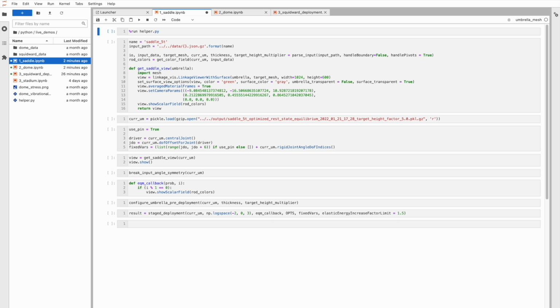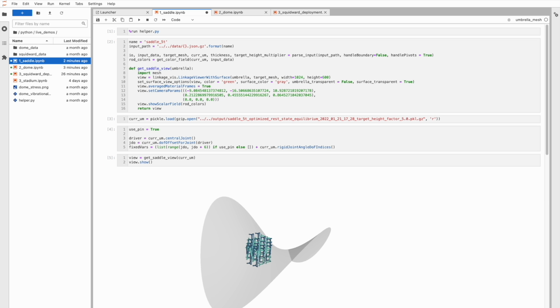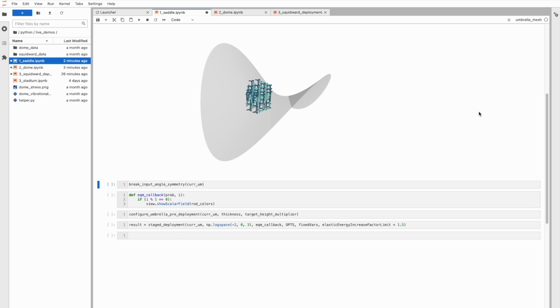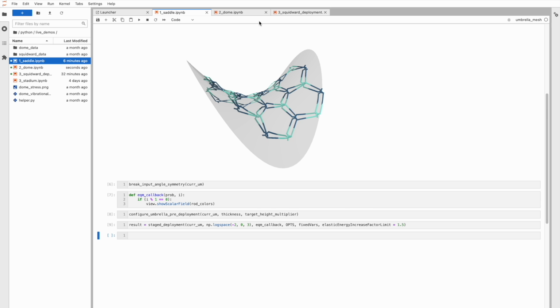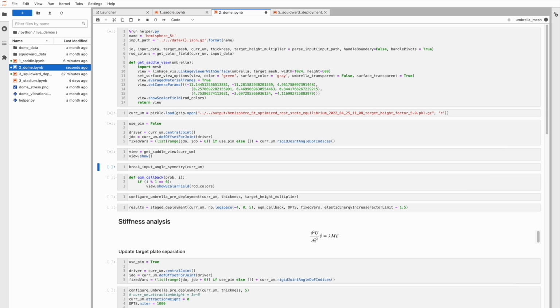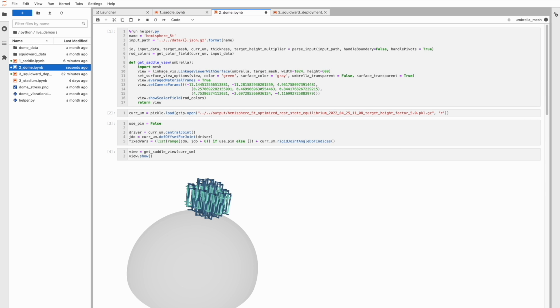We implemented the simulation algorithm in C++ for efficiency, and then created Python bindings so that we can run experiments with different parameters easily using JupyterLab. Here I've loaded the rest states of a model, and we can see in real time that it deploys into a negatively curved surface. The second demo is a positive curvature example. We can first run the deployment simulation.